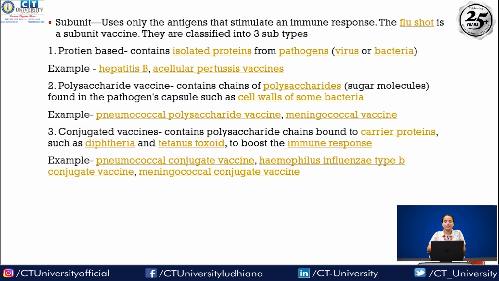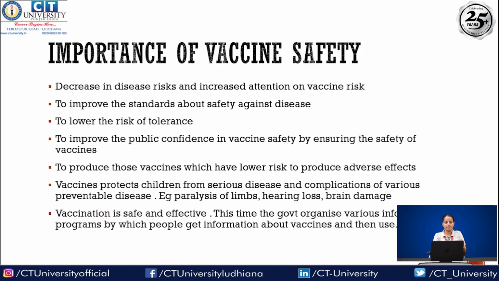Further, it is categorized into three parts. I already dictated, that is protein based, in which there are proteins present, means we have isolated the proteins from pathogens. Example is hepatitis B. Second one is polysaccharide vaccine, which contains chains of sugar, polysaccharide, sugar molecules, that we obtain from cell walls of some bacteria. Third one is conjugate vaccine, and they contain polysaccharide chains bound to carrier proteins such as diphtheria and tetanus toxoid to boost the immunity. Example is pneumococcal conjugate vaccine. These are some of the examples of conjugate vaccine.